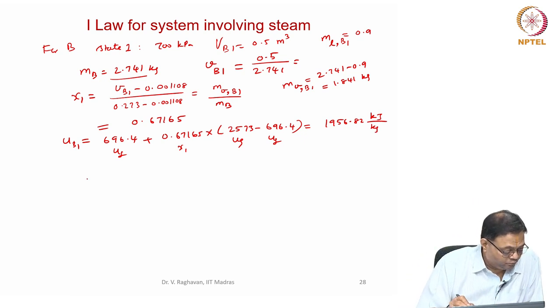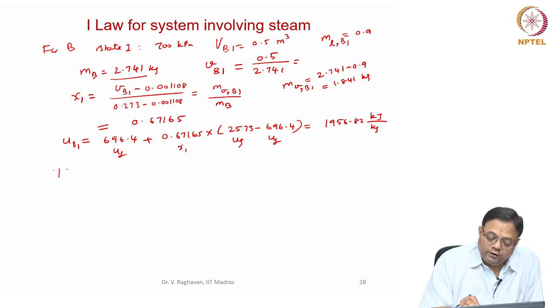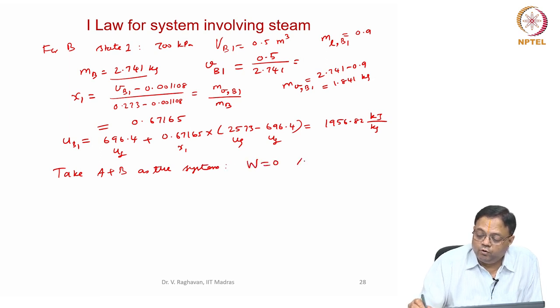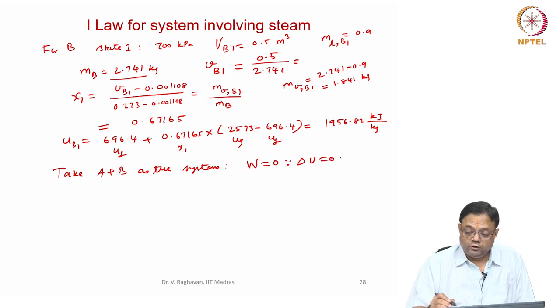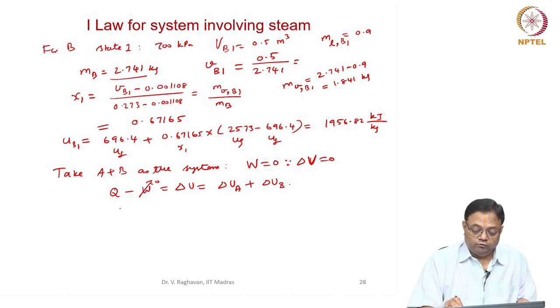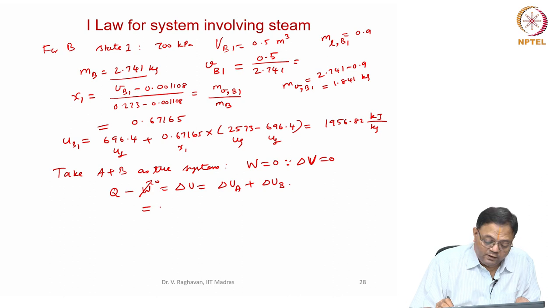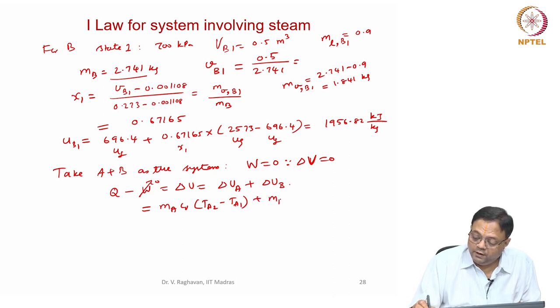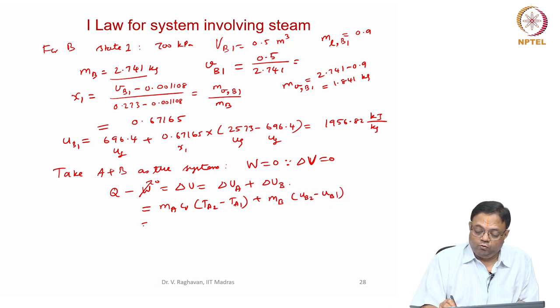Now apply the law. It is easy to take A plus B as the system. That means W will be equal to 0 since delta V equal to 0. Now the first law gives Q equal to delta U. Delta U is delta U in A plus delta U in B. So for A it is M A C V times T A2 minus T A1, plus M B into U B2 minus U B1.